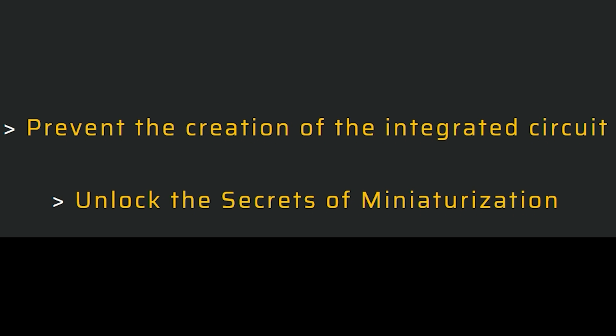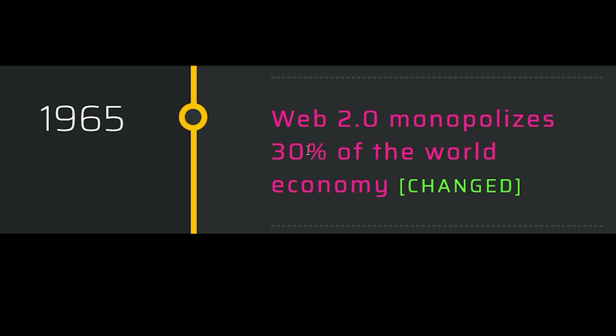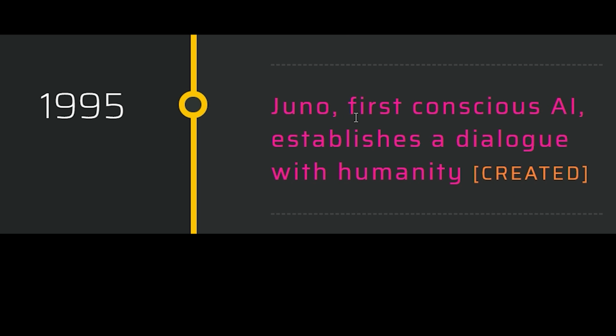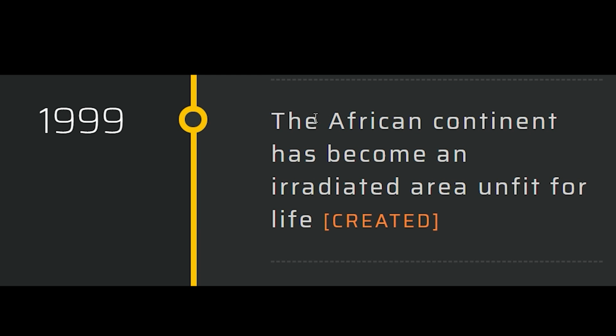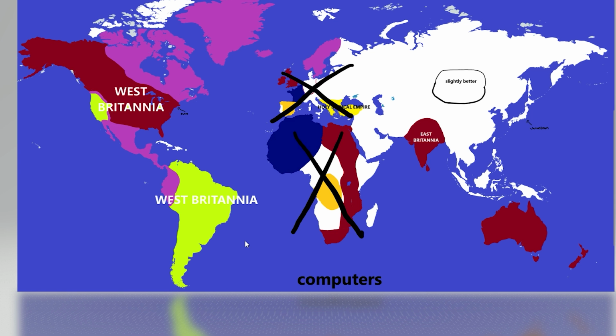Let's do something that's not going to completely break our timeline here. Invention of the microchip. Prevent the creation of the integrated circuit. Unlock the secrets of miniaturization. This will probably not change any borders, which I really like. Okay, so this all happened in 1958. In 1961, massive distribution of personal computers connected by the internet. In 1961, we've got the web monopolizes 30% of the world's economy. First AI for regulating societies. First conscious AI established in 1995. Oh, Africa was still annihilated in 1999. Attack on servers around the world by anti-AI. Okay, so basically everything stays the same except computers and internet and AI. Technology advanced faster, but it didn't stop any of the other chaos from happening.